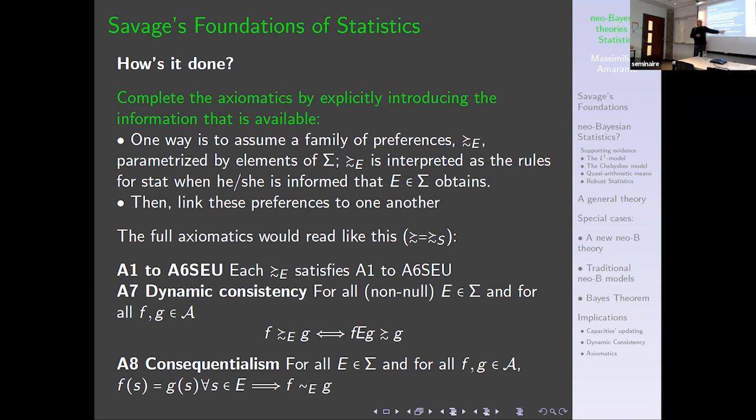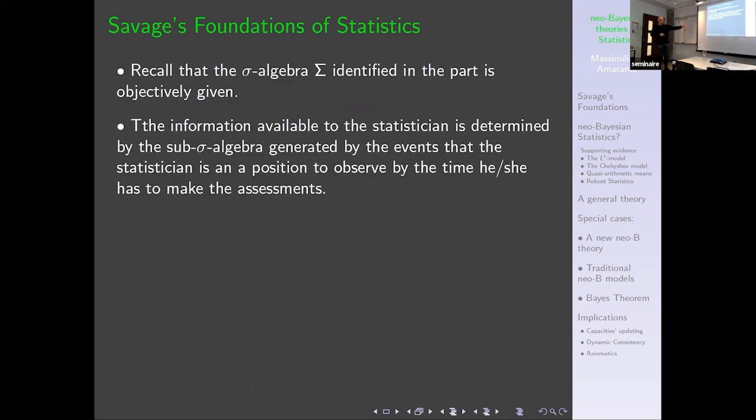Here, this notation means this would be the function that is equal to f on event E and to g on the complement of event E. And this is an assumption that has a history and has generated lots of debate. It's called dynamic consistency. This is another pretty famous axiom called consequentialism, which essentially states that the conditional preference must depend on the event only. Okay, so what happens once you have done this?